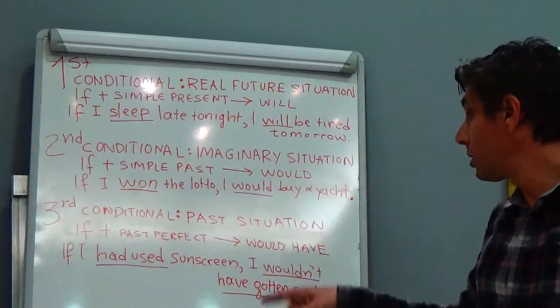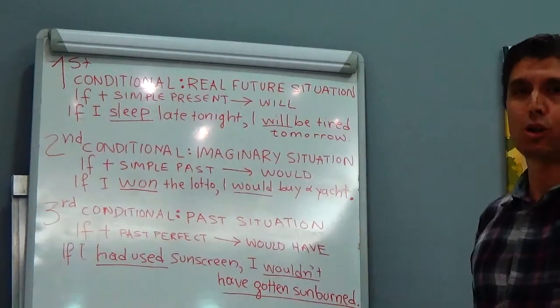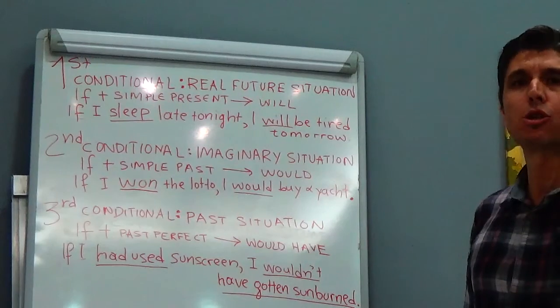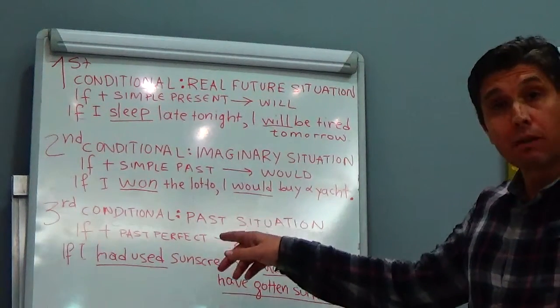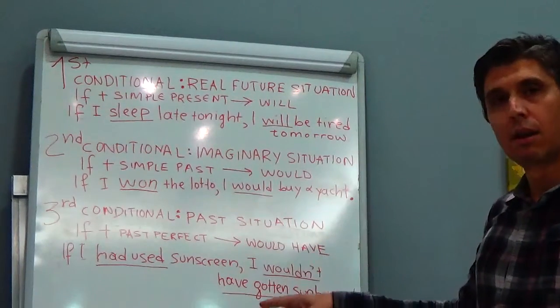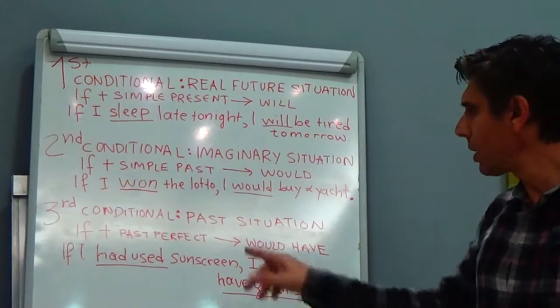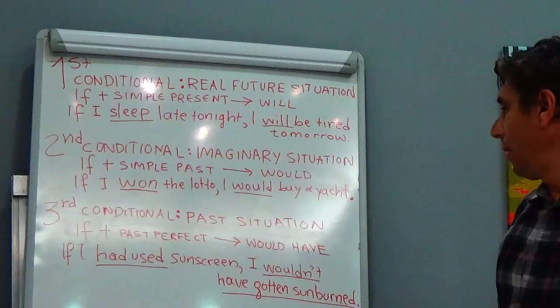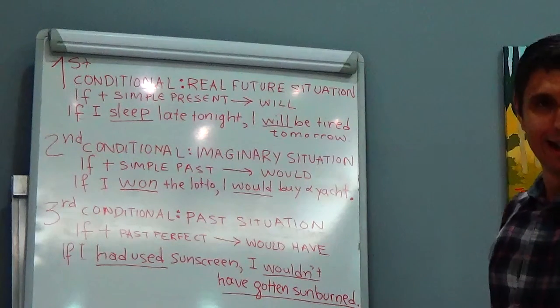Moving on to the third conditional, which is used to talk about a past situation. And this is the only conditional we use to talk about the past. We form it by using the word if, followed by the past perfect, followed by would have, and the past participle. Here's an example. If I had used sunscreen, I wouldn't have gotten sunburned.